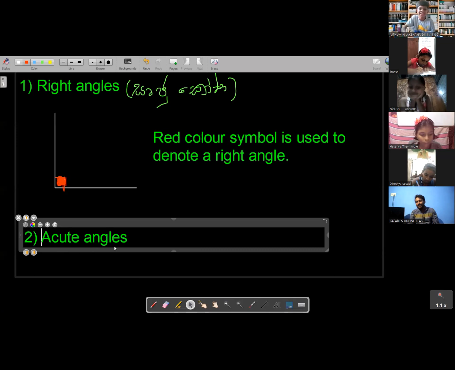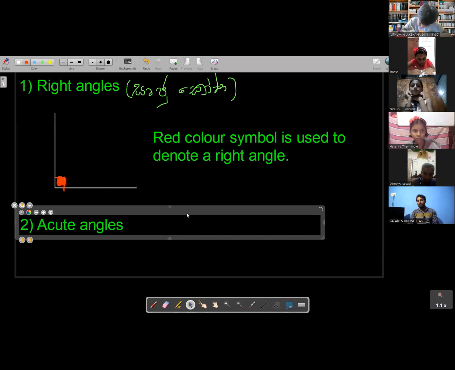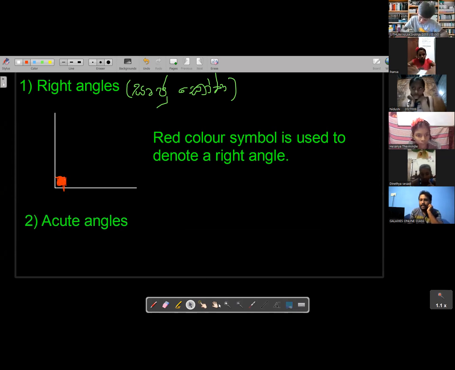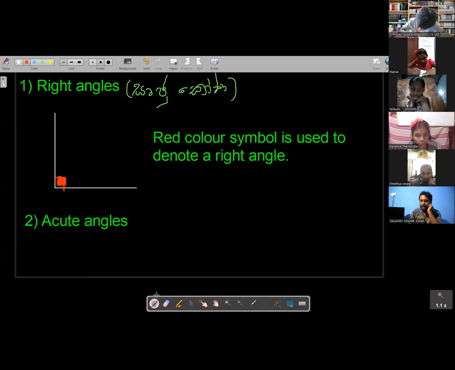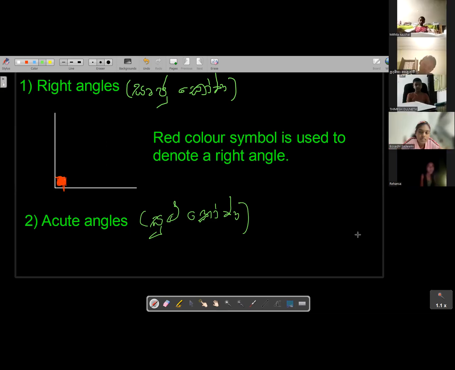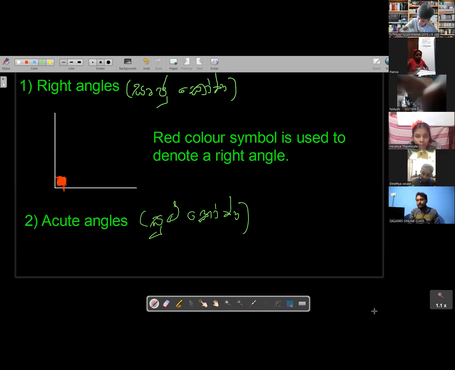You have to write acute angles by yourself, without the teachers' help, in the paper. So you have to remember the spelling. Learn the spellings well. Acute angles. Acute angles mean what? Sulu kona, small angles. Acute angles.